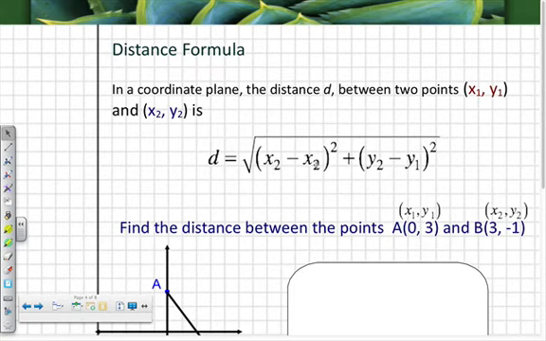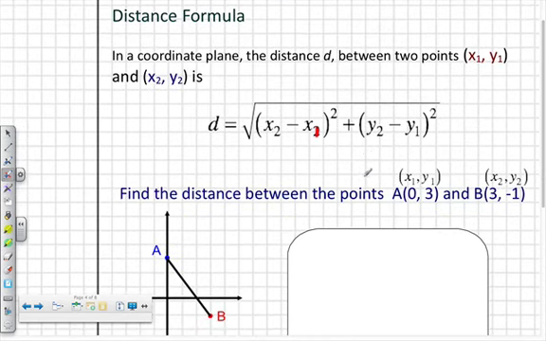X sub 2, whoops, that's supposed to be a 1 right there. That's a little mistake. Let's fix that. That should be a 1. X sub 2 minus x sub 1, and then we're going to square it, plus y sub 2 minus y sub 1, and then we're going to square it. So make sure you subtract first before you do the squaring.